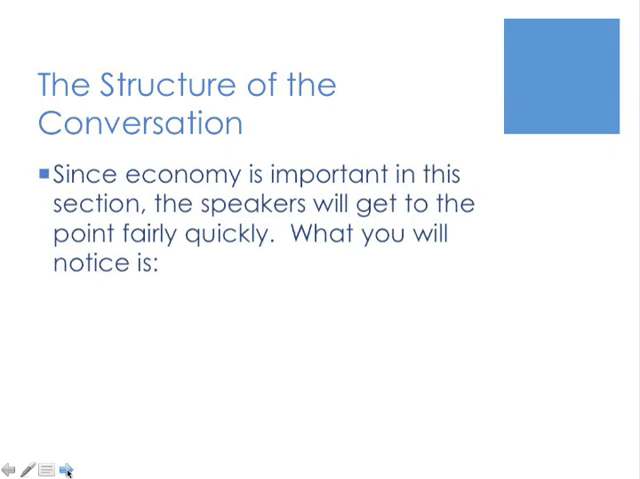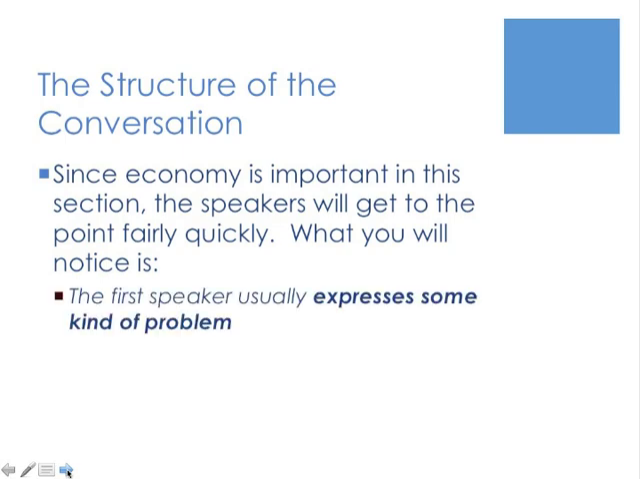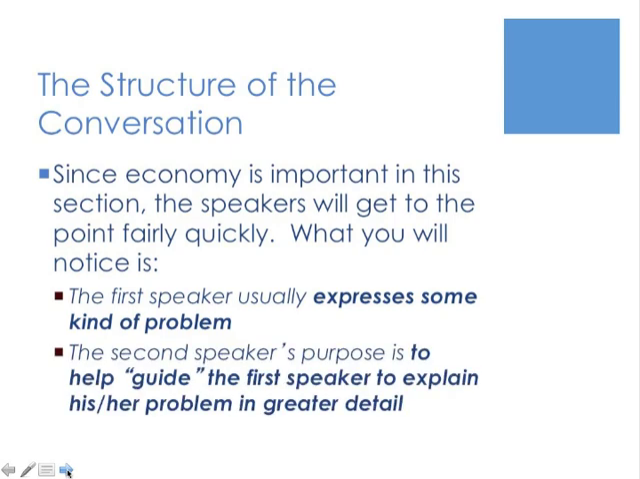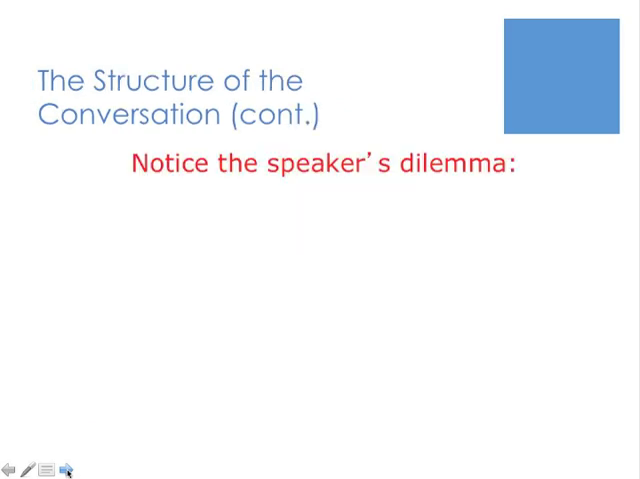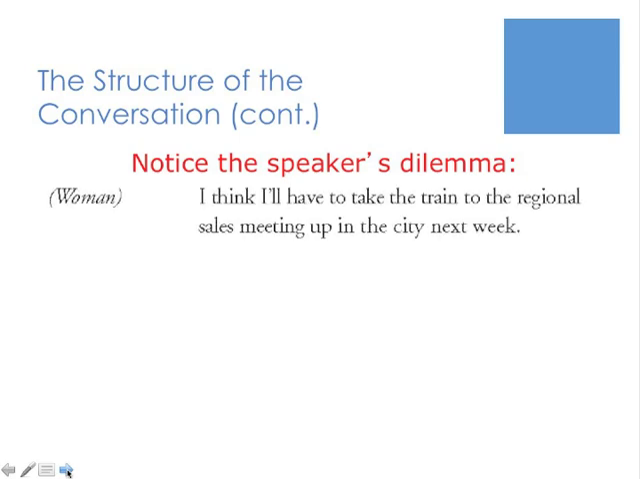So the first thing we have to think about is that economy is important in this section. What we're saying here is that the speakers need to get to the point fairly quickly. So what you'll notice is this first speaker, the person who usually speaks right away, usually expresses some kind of problem. Now, the second speaker, on the other hand, is there just to help guide the speaker, to help explain the problem in greater detail. Now, let's examine this a little more carefully. So notice at the very beginning, the woman says, I think I'll have to take the train to the regional sales meeting. So immediately we get the speaker's problem, their dilemma.